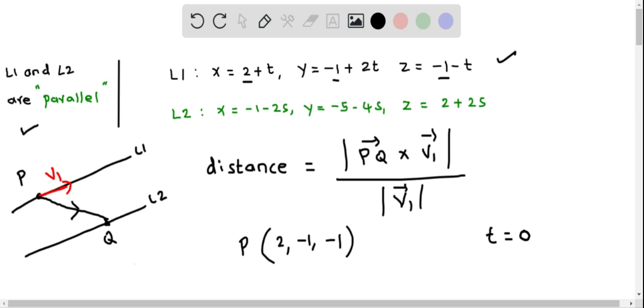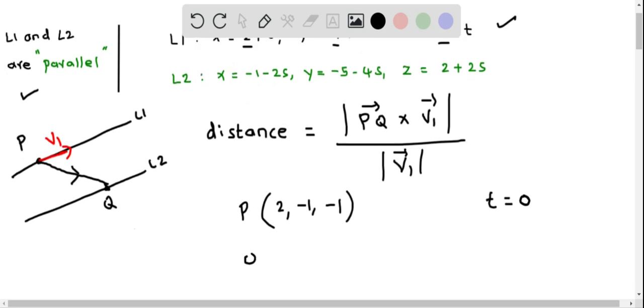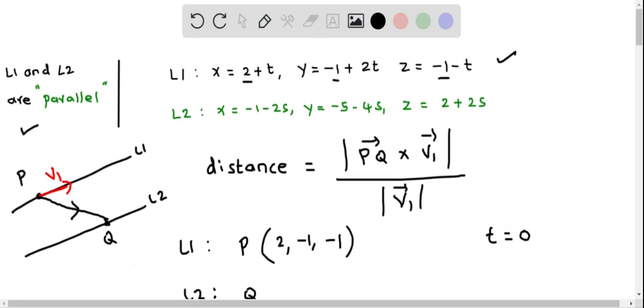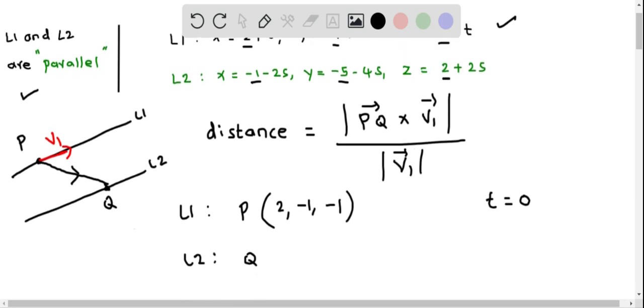And now let's see how to get the point Q on the line L2. So this is a point on line 1, and this is a point on L2. So once again, we have to take the numbers without the parameters. So we take this -1, -5, and 2. We consider that as a point, that is -1, comma -5 and 2.